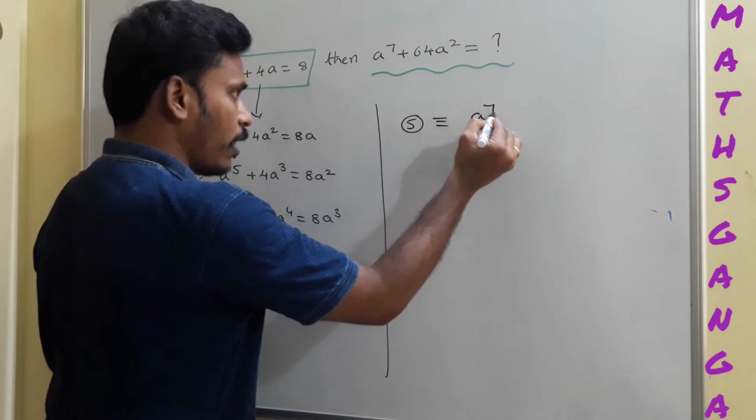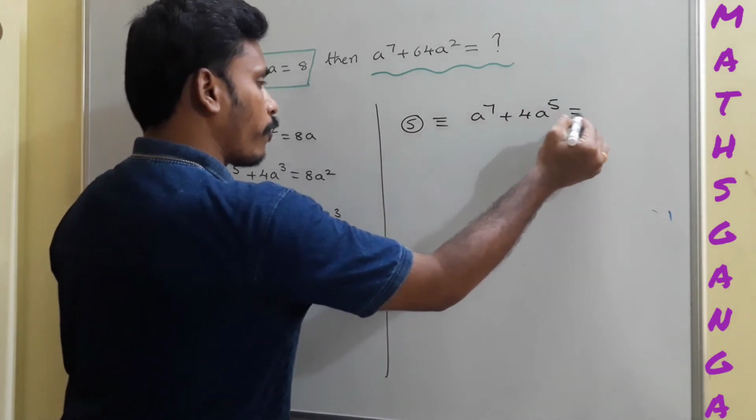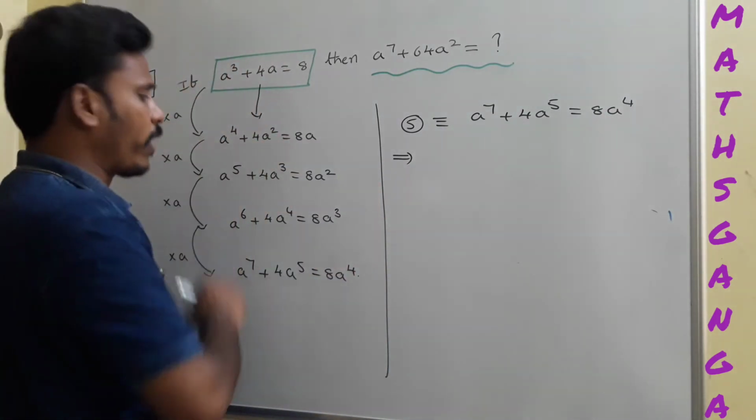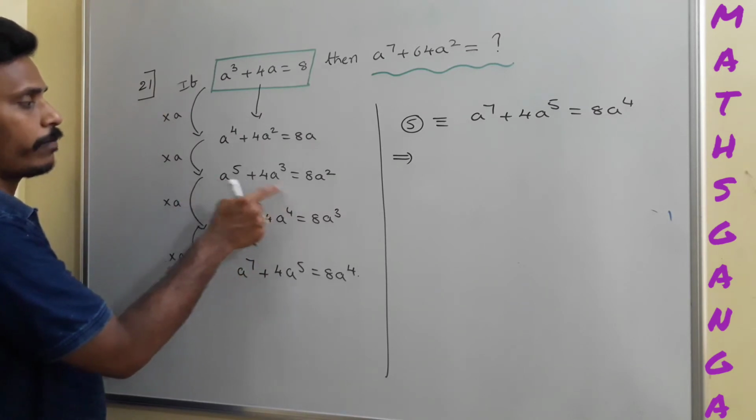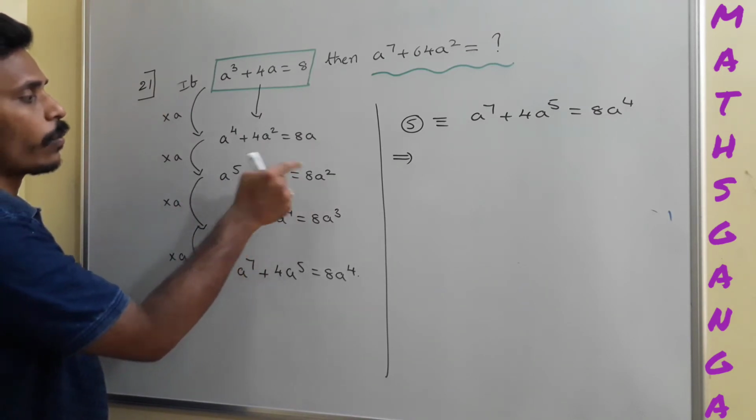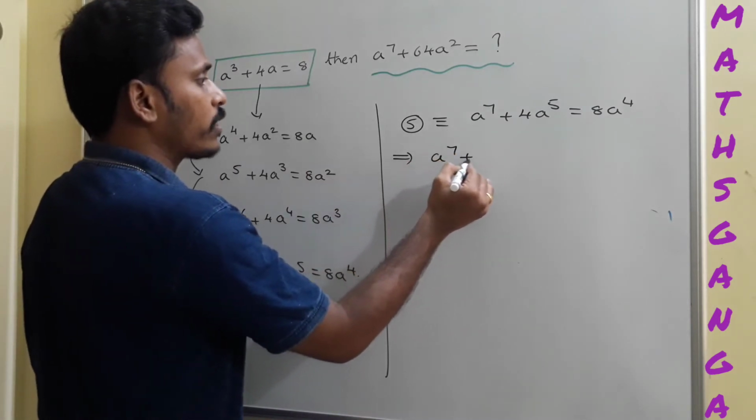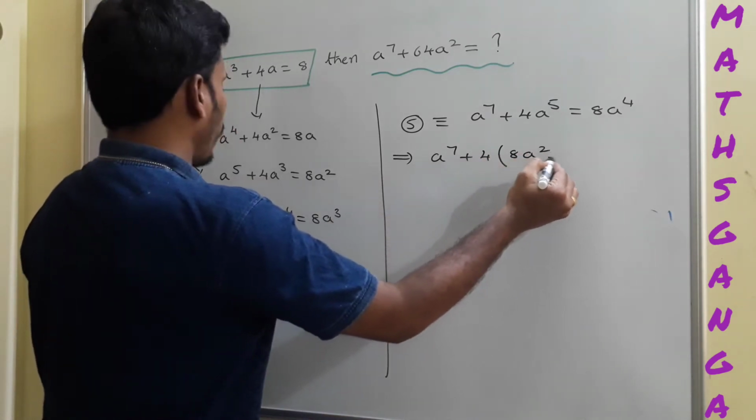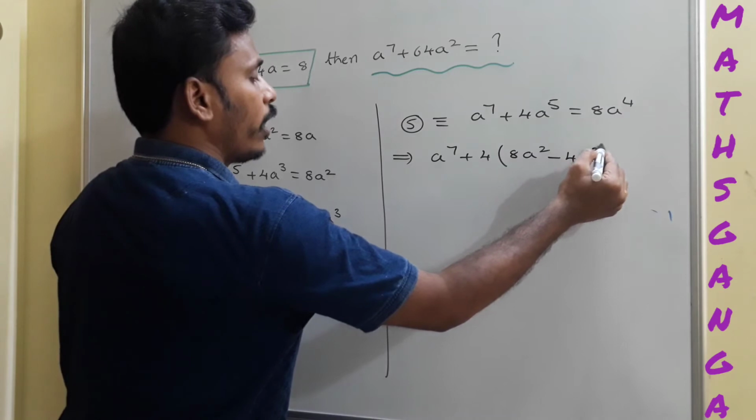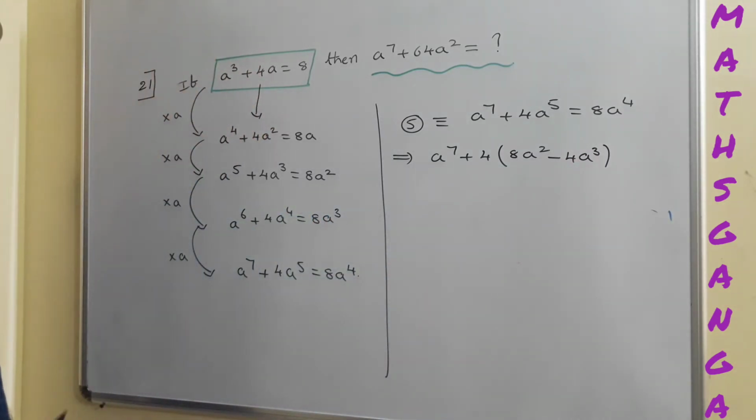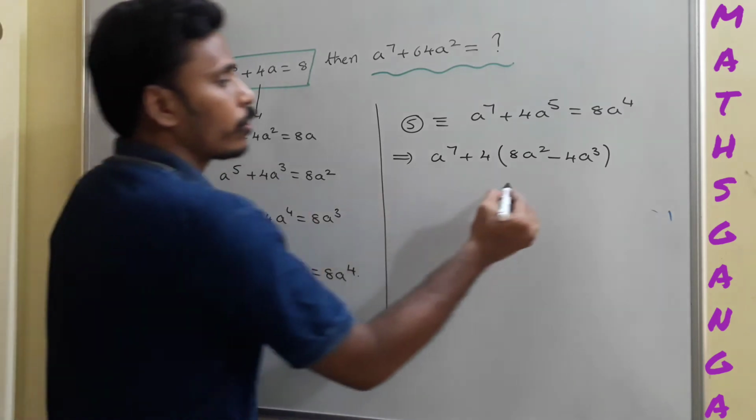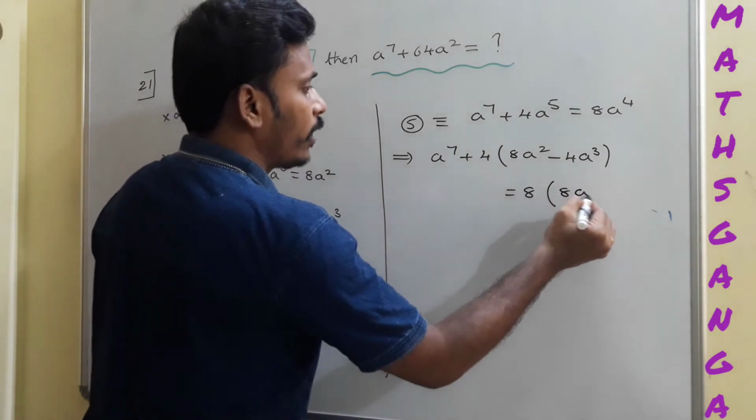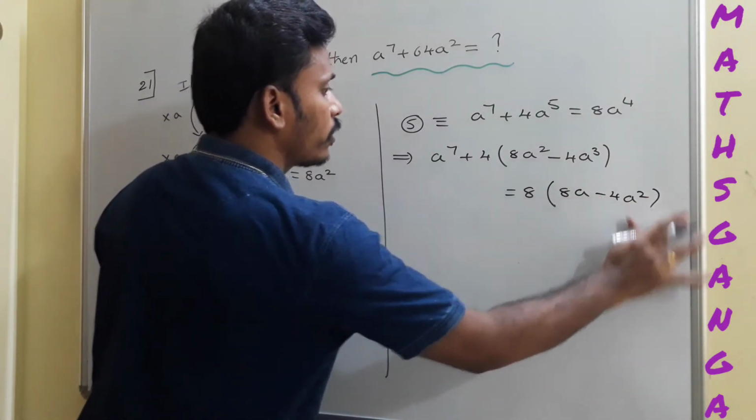I will start with the fifth relation. What is the fifth relation? A power 7 plus 4a power 5 is equal to 8a power 4. Just observe it. I don't need a power 5, so rewrite this a power 5: it is 8a square minus 4a cube. So that implies a power 7 plus 4 times (8a square minus 4a cube) is equal to 8a power 4, so that is equal to 8 times a power 4, which from here is 8a minus 4a square.